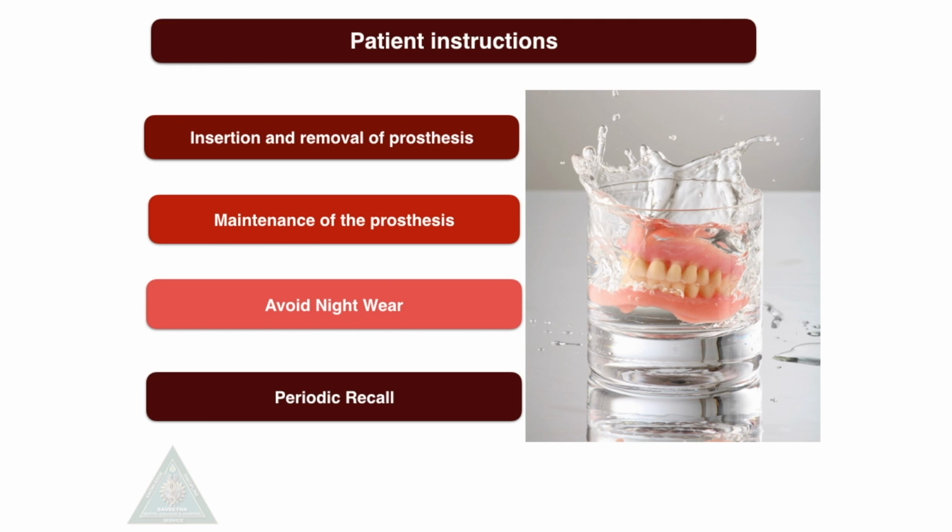Patient instructions include insertion and removal of the prosthesis, maintenance of the prosthesis, avoid night wear, and periodic recall. Patient should be taught how to insert and remove the complete denture. Maintenance of the prosthesis includes administration of effective oral hygiene habits and how to clean the dentures using various cleansers available. And patient should be advised not to wear the denture during night. Patient is asked to report 24 hours after denture delivery to assess the immediate tissue reaction, and then the patient is asked to come after 1 week to assess the tissue reactions or any other changes. Then the patient is instructed to visit every 3 to 6 months to assess the bone resorption rate in the patient.